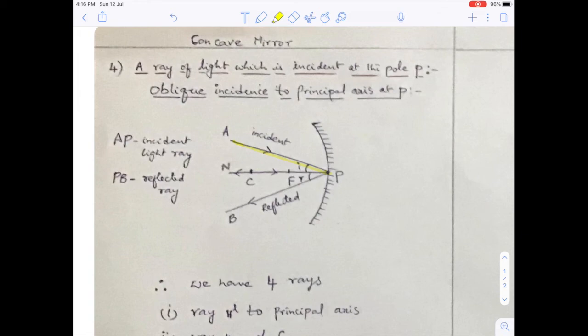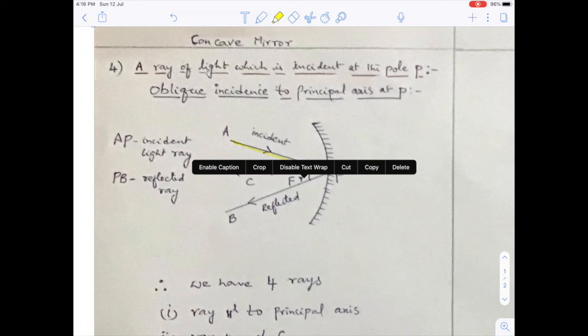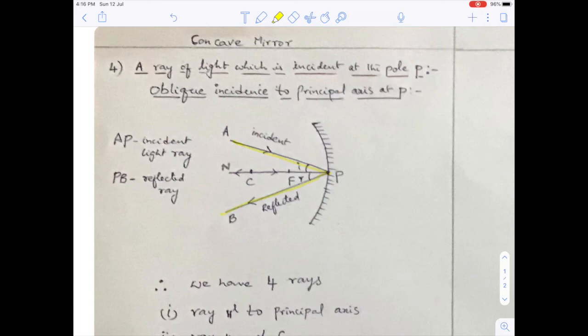Now, the light gets reflected with the same angle as that of the incident light. The principal axis itself becomes the normal. So angle of incidence I, angle of reflection R. BP is the reflected ray.